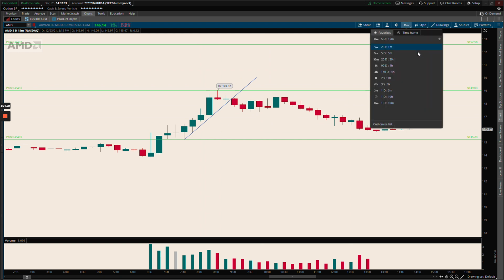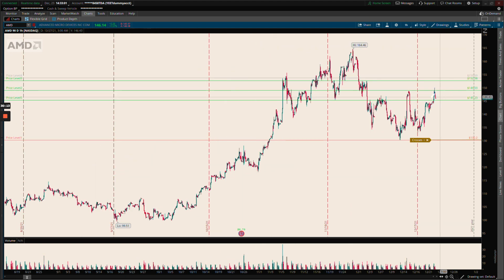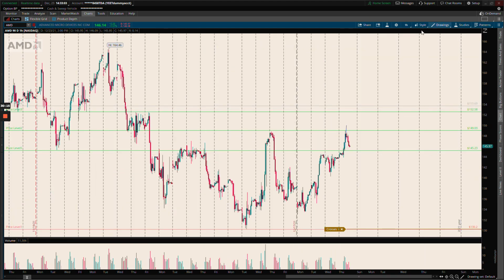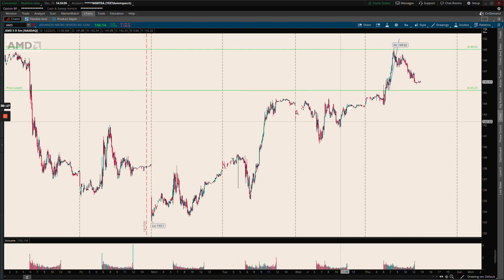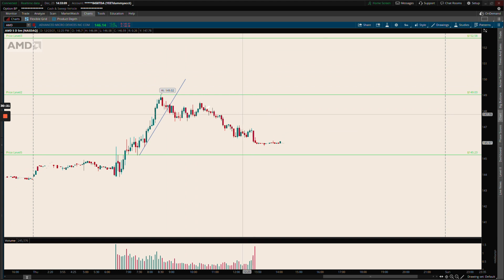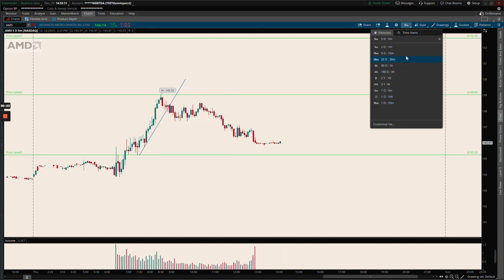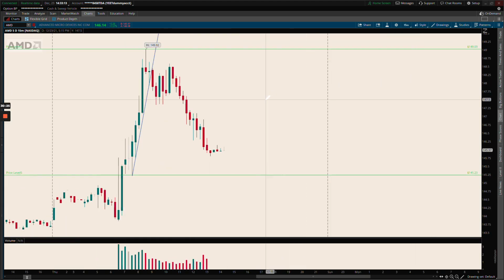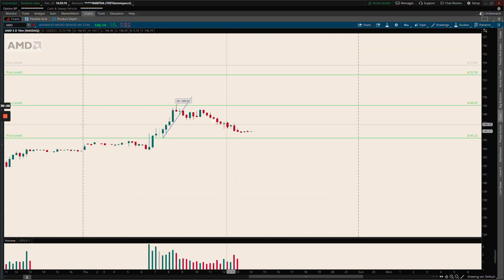So to reiterate that, I make my triggers on the hourly. I do my trigger breaks and retests on the 5-minute. I follow my trends on the 15-minute. And that's how I decide to exit.